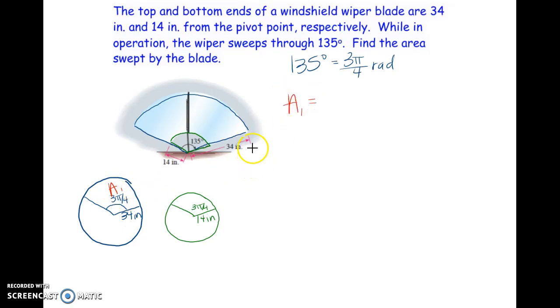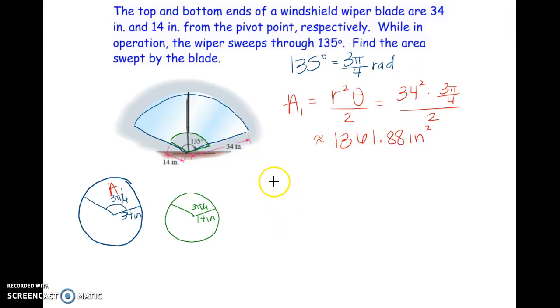The area of that first section is r squared theta divided by 2. In this case, that's going to be 34 squared times 3 pi over 4, and then dividing all of that by 2, or again thinking of that as multiplied by 1/2. In this case, it's not going to necessarily be perfect. If you want to keep it exact, you can, but it's fine if you want to round it off. If I type all of that in my calculator, I get about 1,361.88 inches squared. So that's all of this, right? And now we need to take away that smaller area.